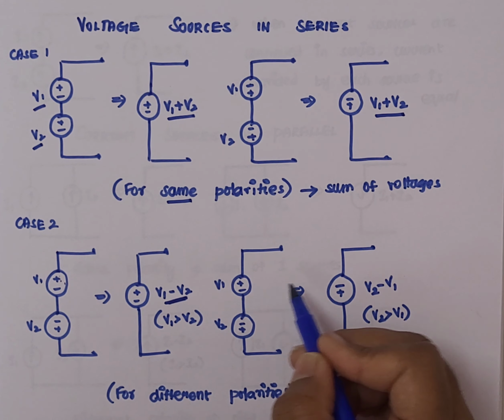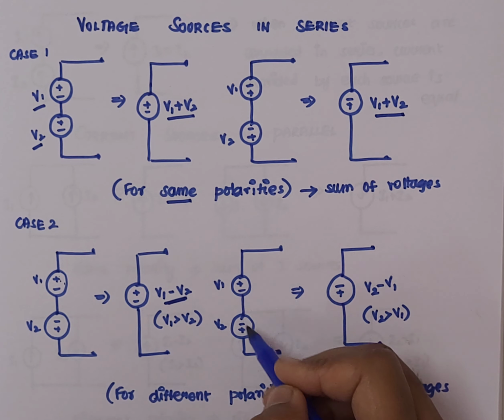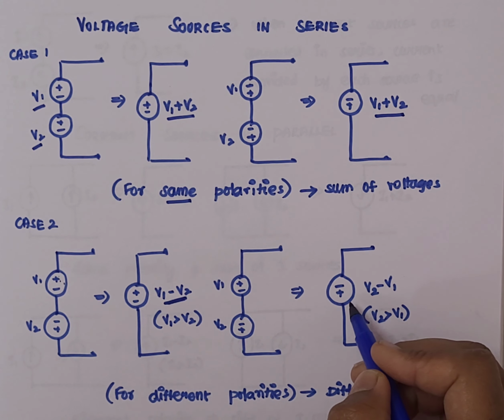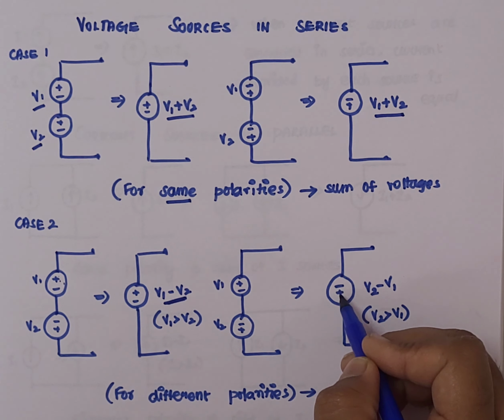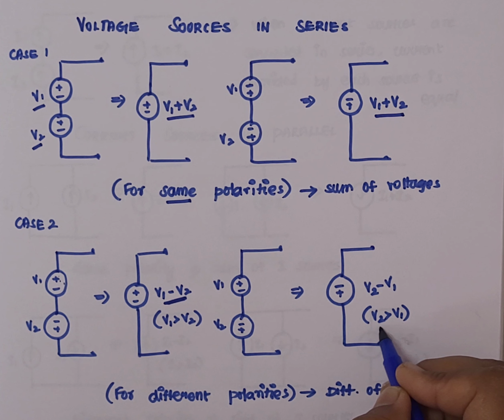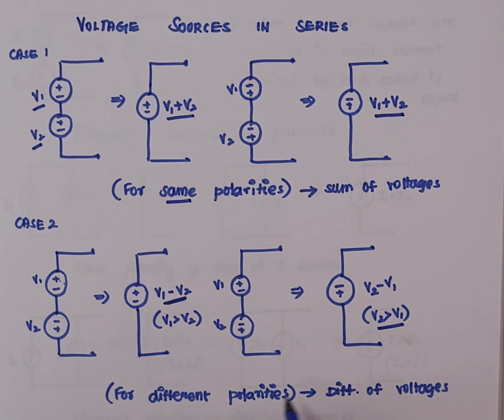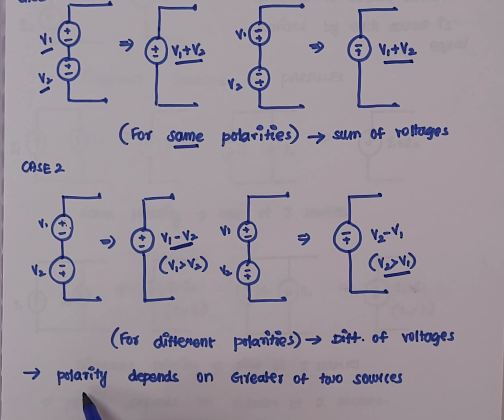Else we can have the other option where again we have different polarities, but the equivalent voltage will be minus plus, that is V2 minus V1, whenever we have the value of V2 as greater than V1. So for different polarities, the equivalent value will be the difference of voltages. And in this condition, the polarity will depend on the greater of the two sources. So whenever we have two sources, the greatest of the two sources will decide the polarity for the equivalent circuit.